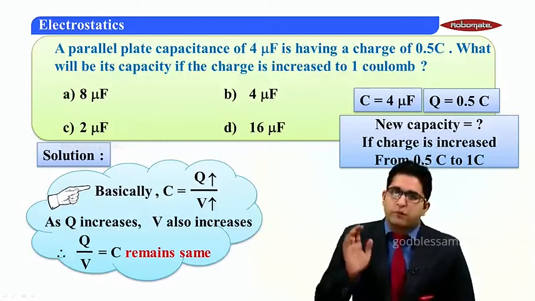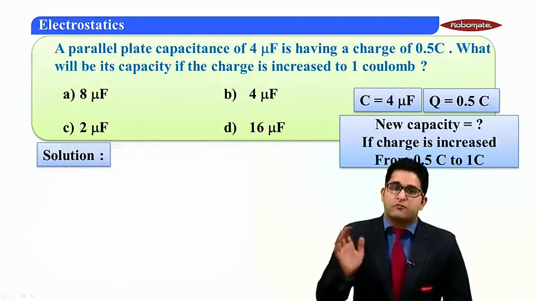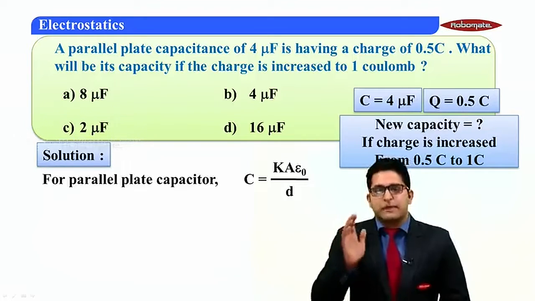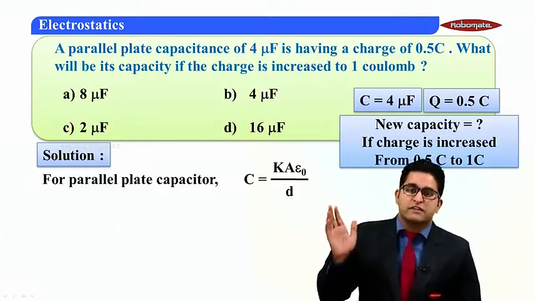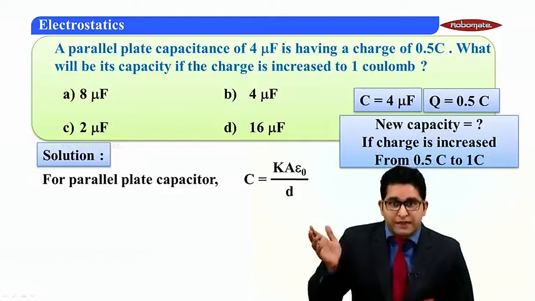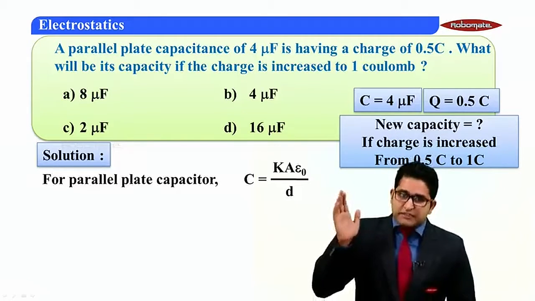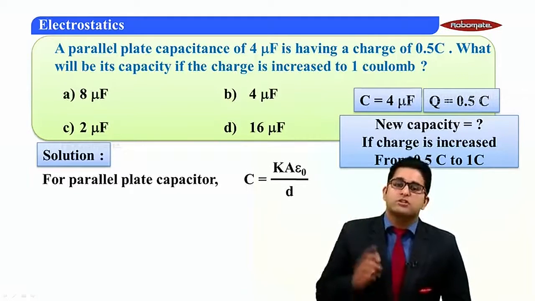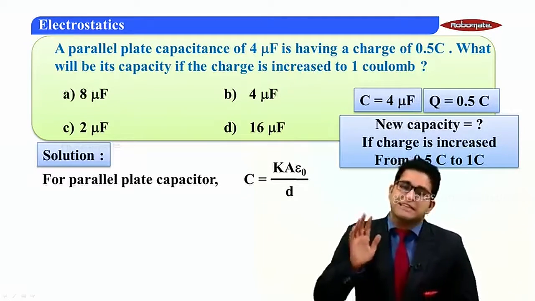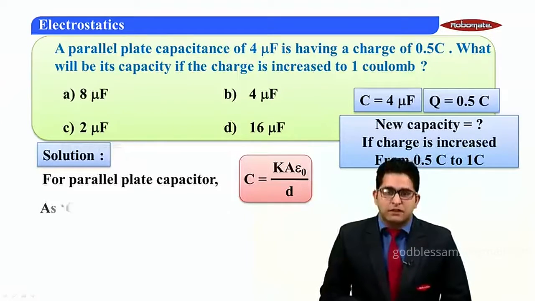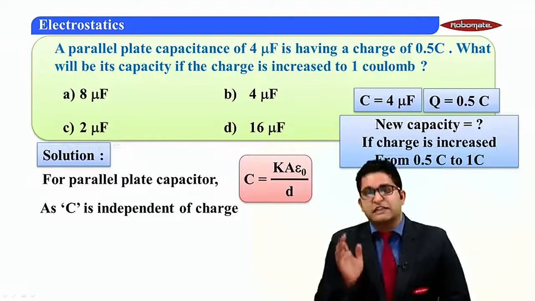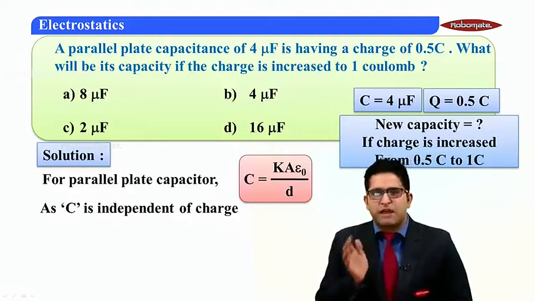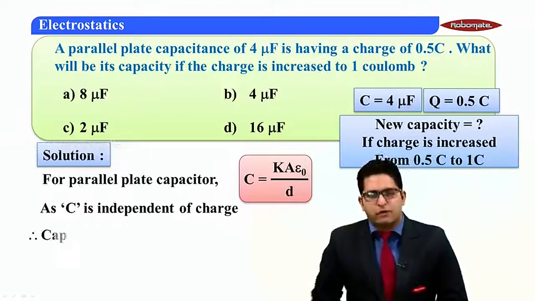Also students, we know that for a parallel plate capacitor, the formula is given by C is equal to K epsilon naught A by d. In this case, capacity is considered with dielectric, right? So in this case, as you can see, there is no term called charge in it. As there is no term called charge in it, I can say capacity is independent of the value of charge, right? And as capacity is independent of the value of charge, even if we change the value of charge, capacity will remain the same, or constant.